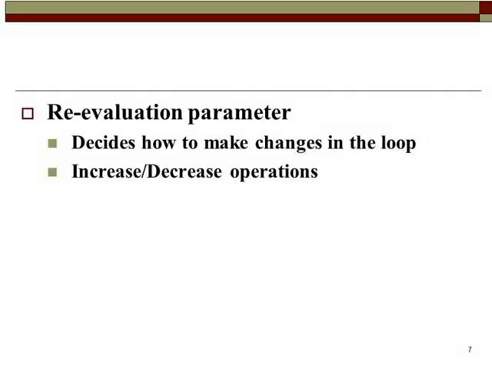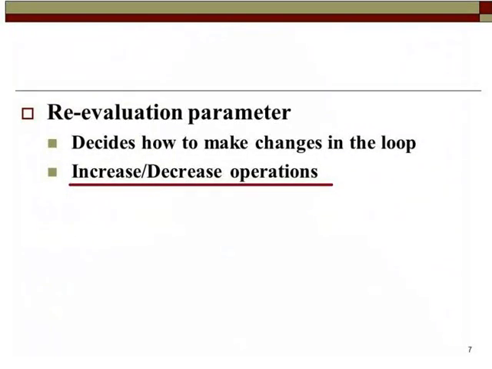The revaluation parameter decides how to make changes in the loop, that is, updating the value of the loop variable. Every time the loop variable is updated, either it is increased or decreased, and that causes the revaluation of the condition. So, the first time the condition is checked, after the loop is executed the variable is updated, again the condition is checked, and then the compiler decides whether to execute the set of statements or to exit from the block. This is how a normal for loop operates.